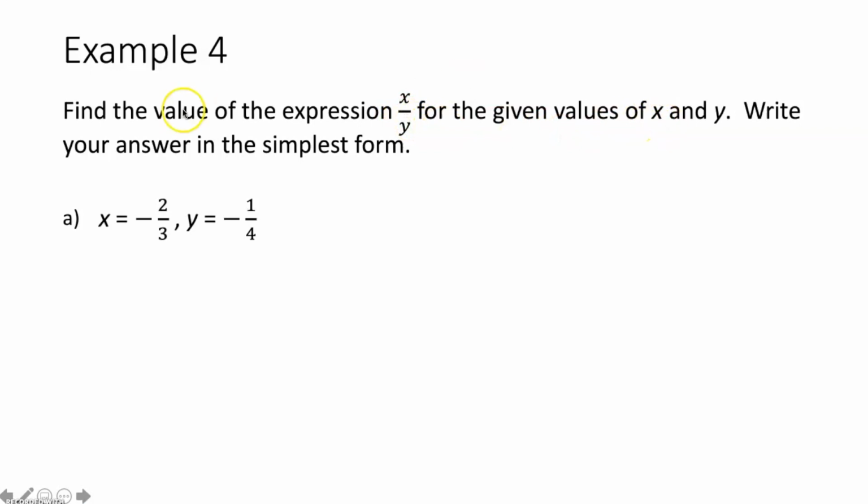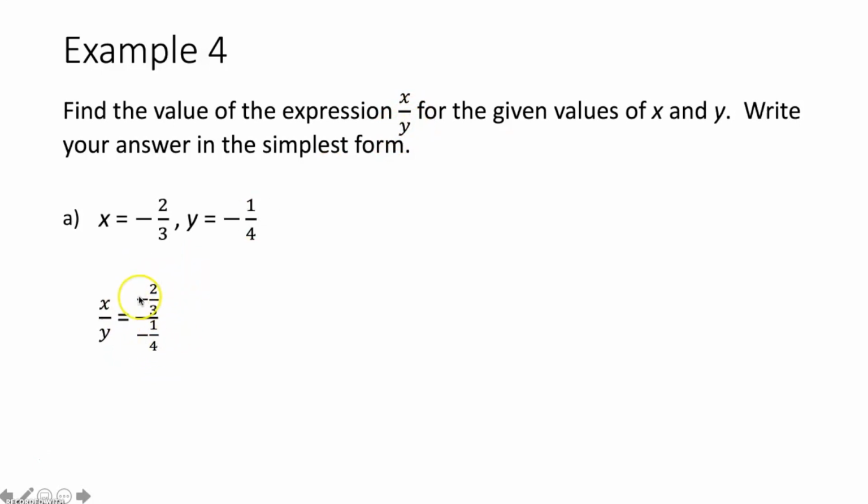Now example 4 says find the value of the expression x over y for the given values of x and y. Write your answer in simplest form. So they have given us what x and y are equal to, so we just have to take those numbers and plug them into the expression x over y. So we're going to take negative 2/3, plug it in for x up here, take negative 1/4, plug it in for y down here.